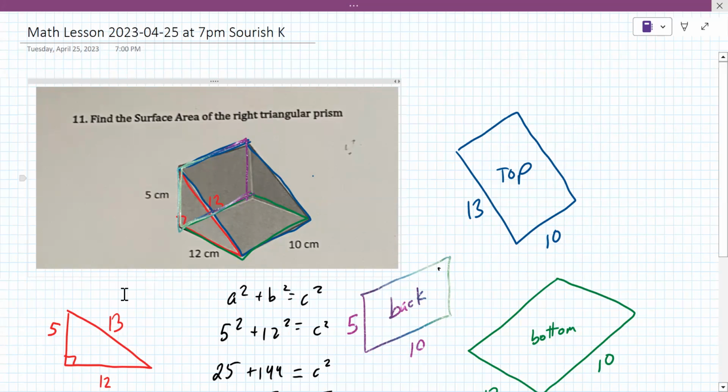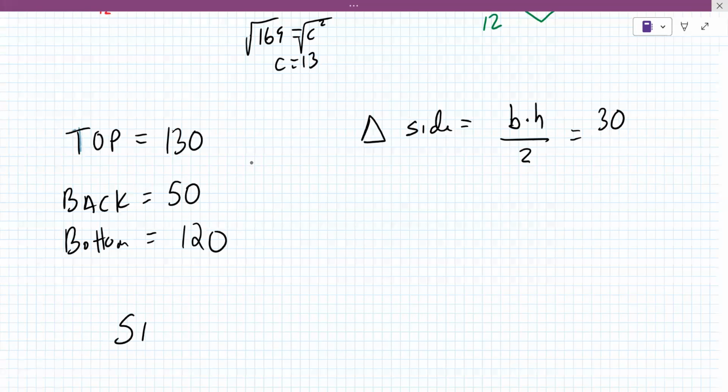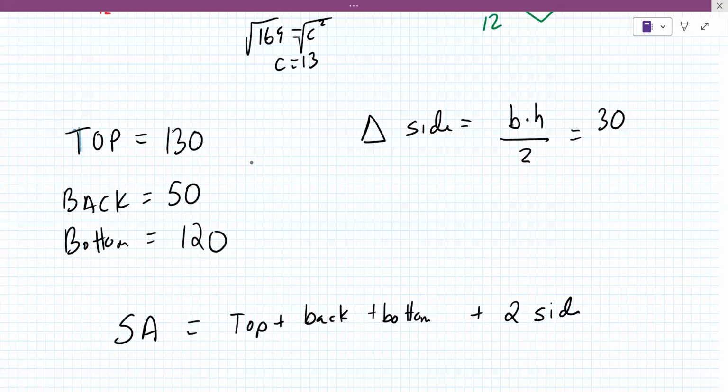Let me ask you differently. Let's look at the triangle here. How many of these triangles do you have in this drawing? There's only 2 triangles. So to find the total surface area, it's the top plus the back plus the bottom plus 2 times the sides. So that's 130 plus 50 plus 120 plus 2 times 30. Can you go ahead and calculate that for us, please?